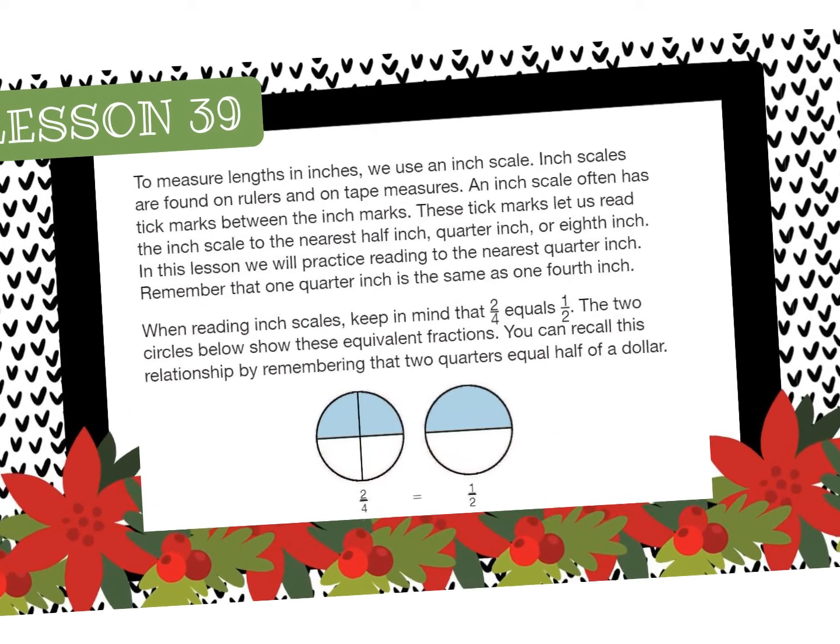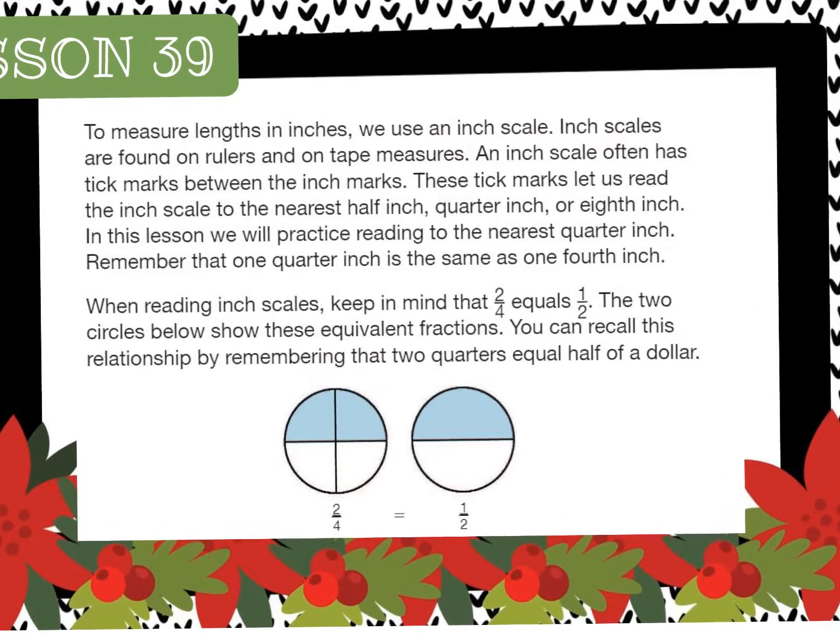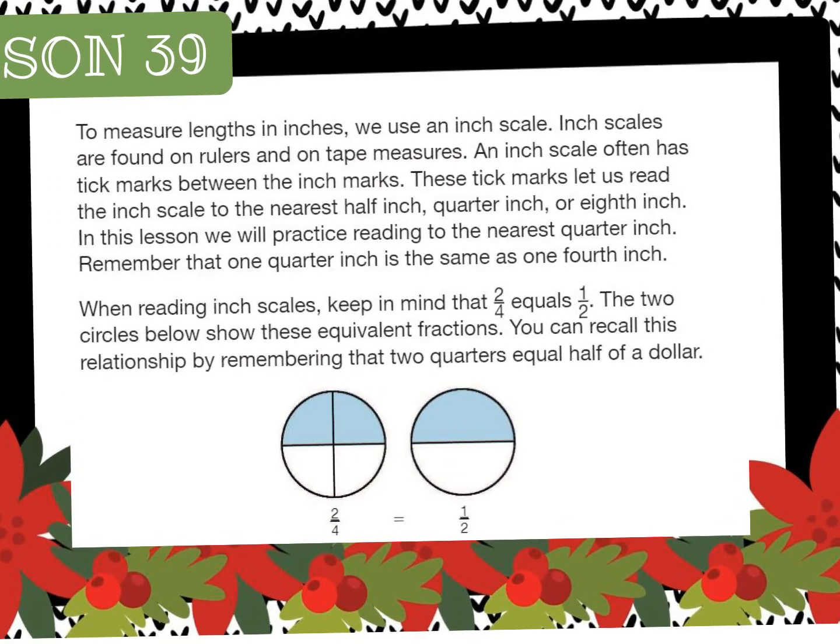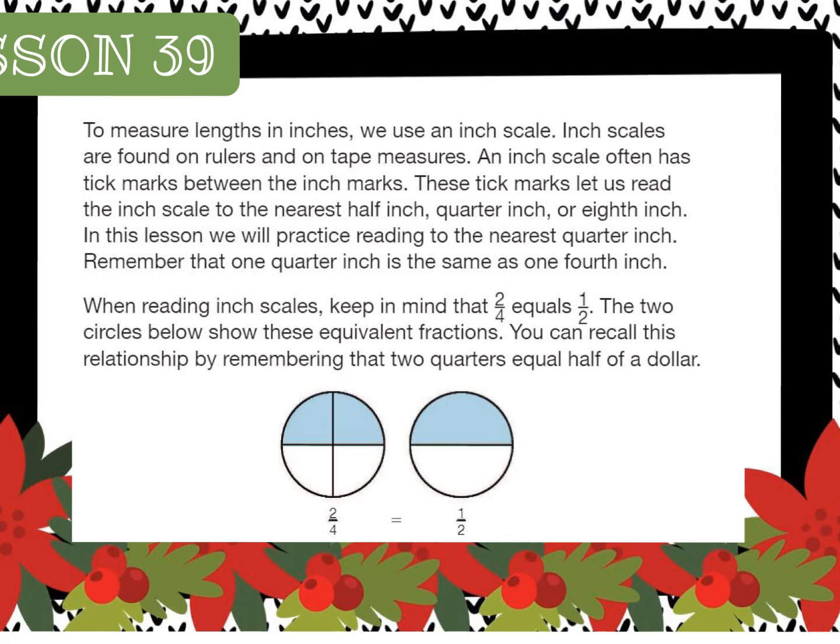Okay. Looking at the very beginning, and you can follow along with me in your book. Most of this comes directly from your book. It says, to measure lengths in inches, we use an inch scale. Inch scales are found on rulers and also on tape measures. An inch scale often has tick marks. Those are the little bitty lines between the inch marks. So the inch marks are usually labeled with the number, the whole number, 1, 2, and so on.